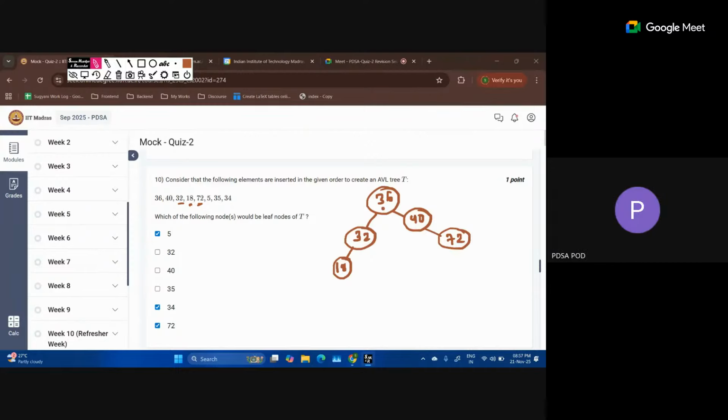So 40 is balanced. 36, 2 and 2. So 36 is balanced. 32 is balanced. 1 and 0. And 18 is balanced with 0 and 0. The left child and the right child height. Okay. Now we insert 5.